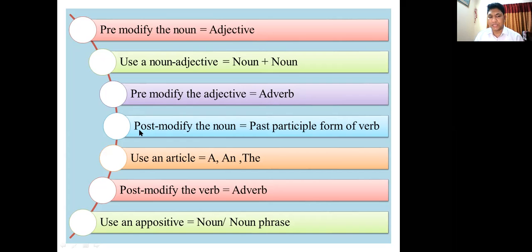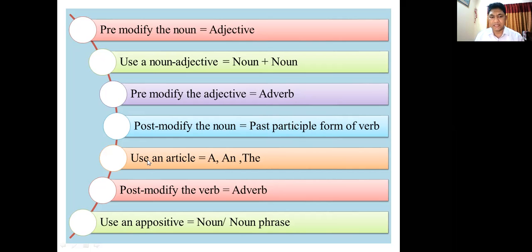Okay. Come to the next one, that is post-modify the noun. If you are asked to post-modify the noun, you have to write past participle form of verb. Basically, it is used in passive voice. When you are asked to post-modify the noun in a passive voice, in such cases you have to write past participle form of verb after noun. I repeat, if you are asked to post-modify the noun, you have to write past participle form of verb after noun. Basically, this type of structure is given in passive voice.